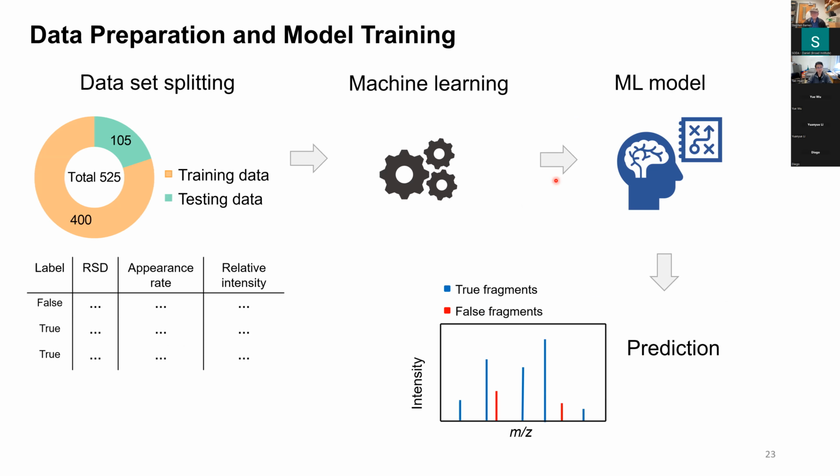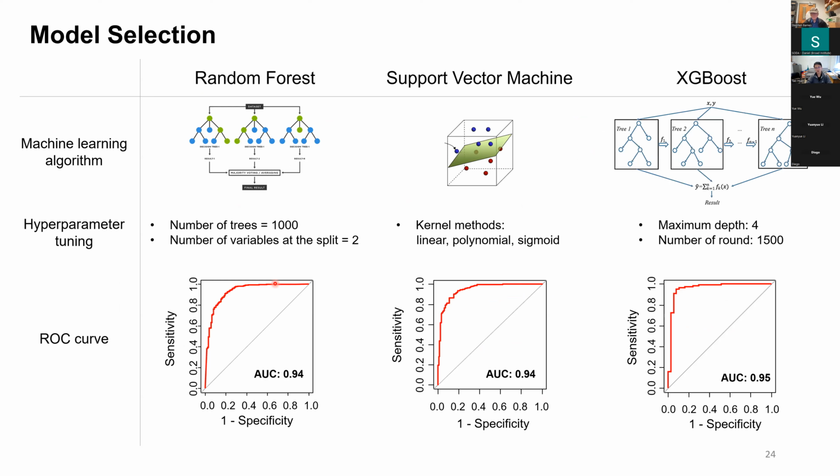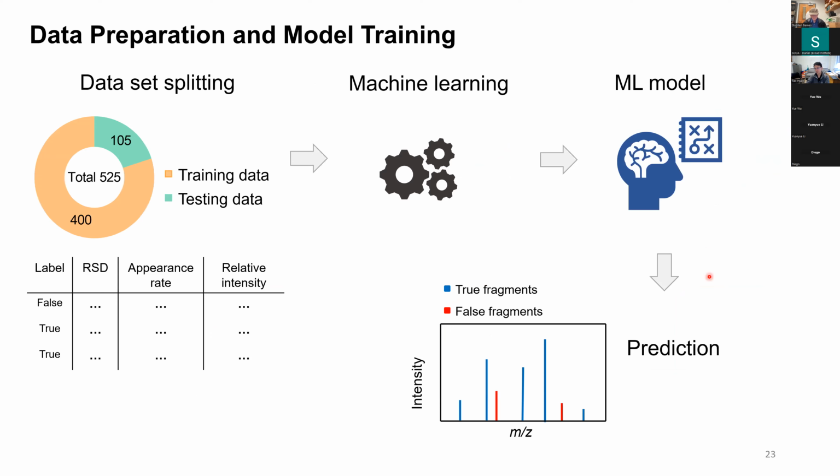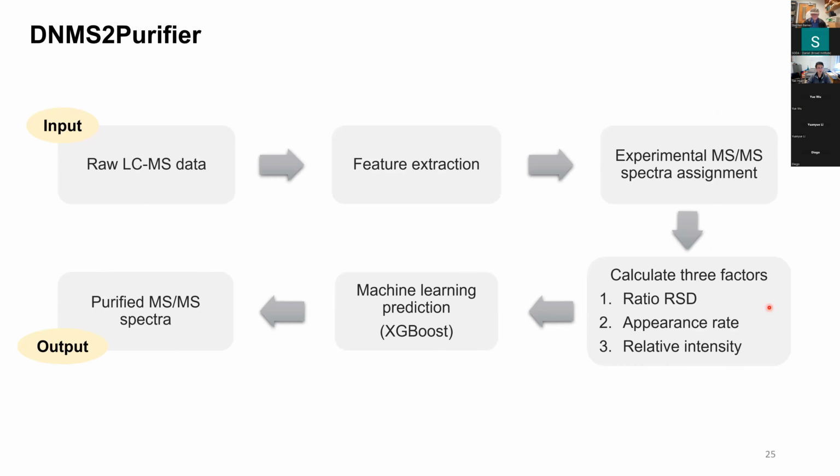So eventually, we have our training data set. We split and we do machine learning training, and then we try to build up this pipeline. In this work, we included all three features: the ratio intensity RSD, the appearance rate, and the intensity value. We also tested different machine learning models, and the performance is very similar. There's no big difference. It makes sense because this is a relatively easy machine learning task. So eventually we chose XGBoost as the model to use.